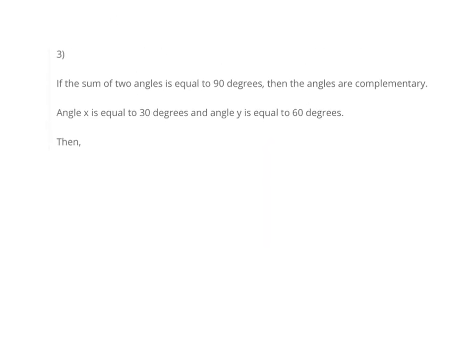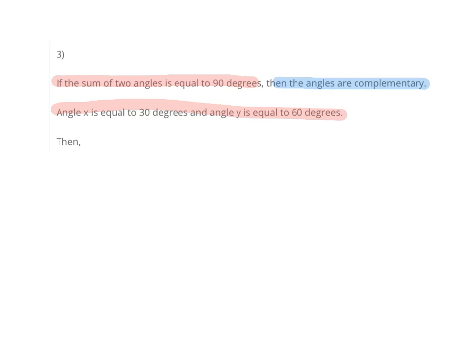Another example. If the sum of two angles is equal to 90 degrees, then the angles are complementary. What's our P? If the sum of two angles is equal to 90 degrees. If the sum of two angles is equal to 90 degrees, what would our Q be? Then the angles are complementary. So angle X is equal to 30 degrees and angle Y is equal to 60 degrees. So the sum of these two angles is equal to 90, so that agrees with our P. This proves our P to be true. So then our Q would be true. So what can we conclude about angle X?